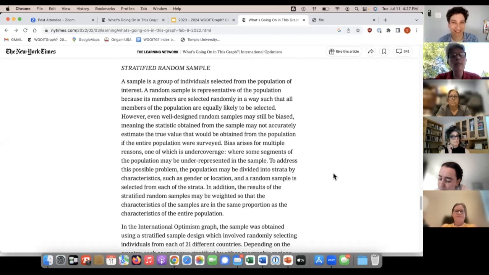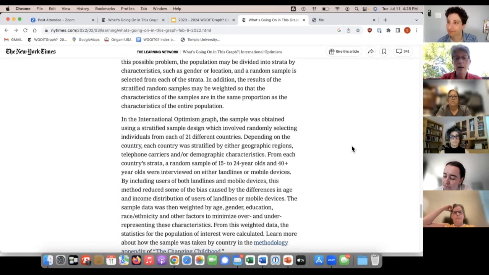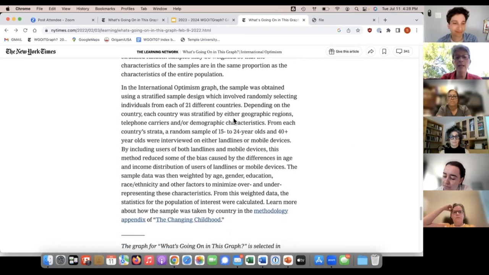Okay, here's an action. They were all done by stratified random samples, which I wouldn't expect all students to know about. So here's an explanation of a stratified random sample. And here's an explanation of how it was done in the study, and then a link to where it was.